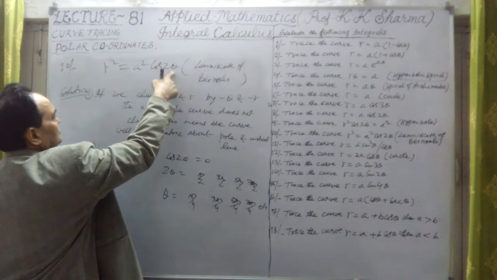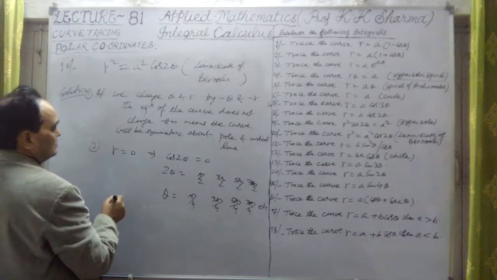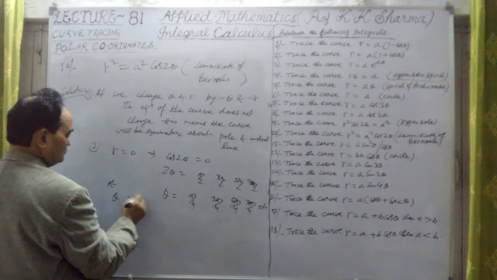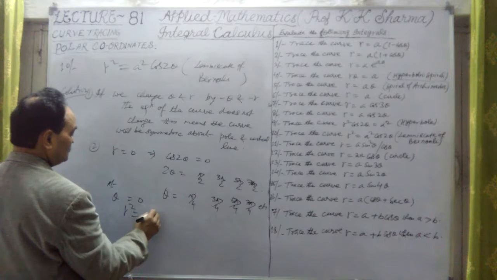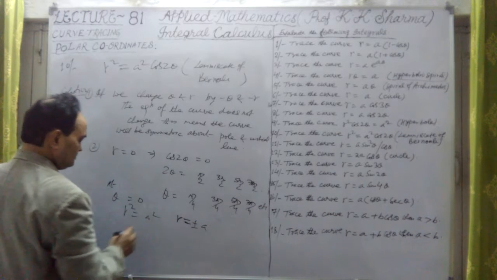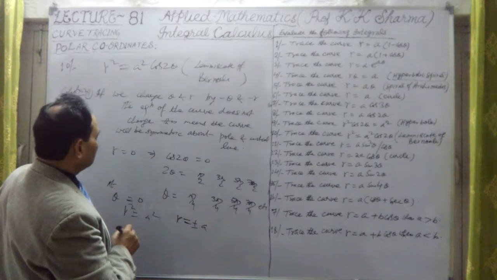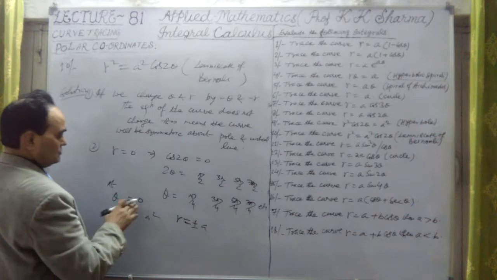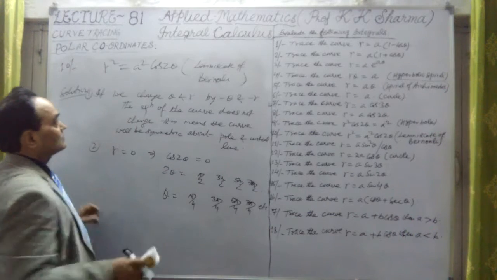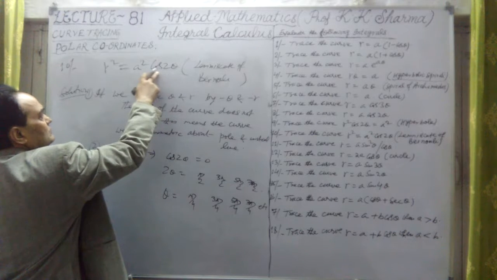What is the maximum value? If cos 0 is there, at theta equal to 0, r square equal to a square, so r equal to plus minus a. At 0 it is the plus minus a value. I am sorry, it is not sin 0. At theta equal to 0, cos 0 is 1 here.